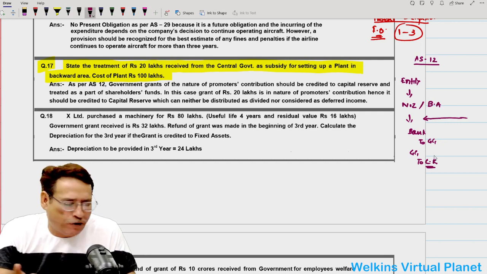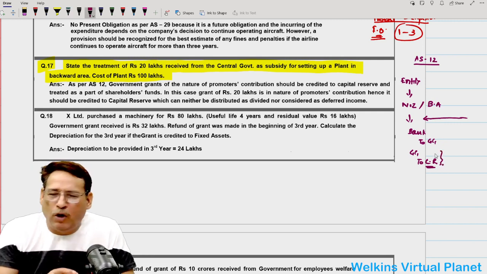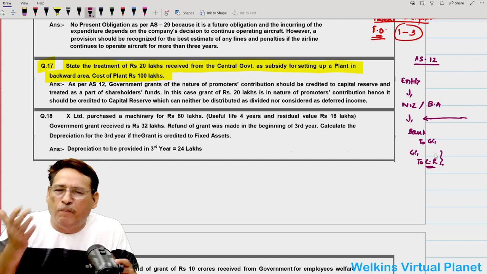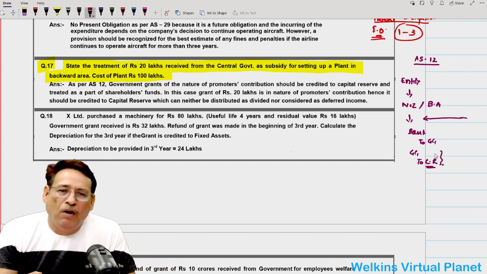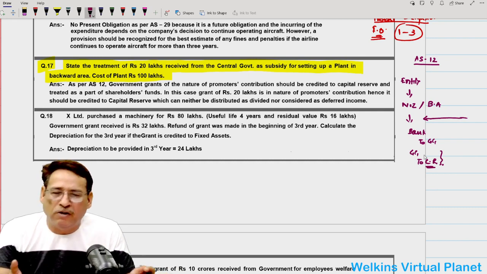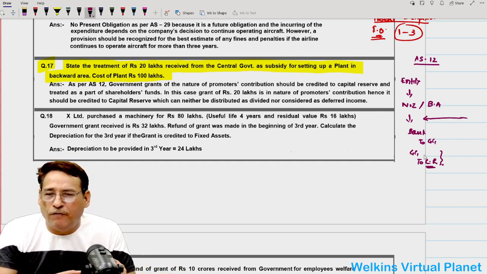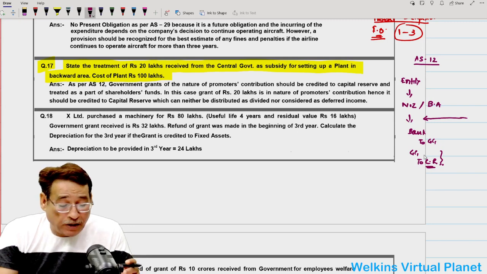If you want to elaborate further, you can also write that whatever amount is there in capital reserve will become part of shareholders' fund, because shareholders' fund means share capital plus all reserves. Also, because it is capital reserve, it cannot be utilized for the purpose of bonus issue or for that purpose, what we call dividend.